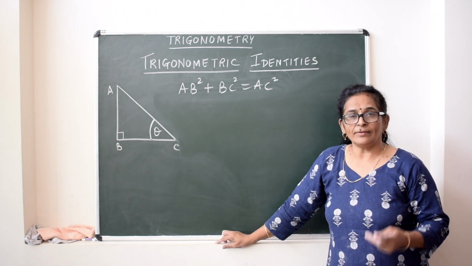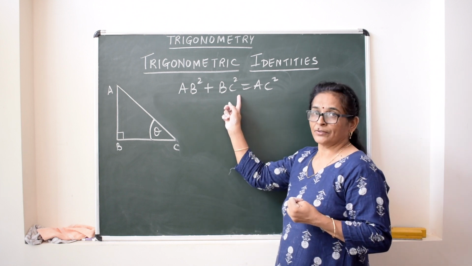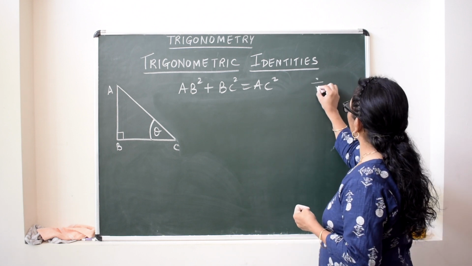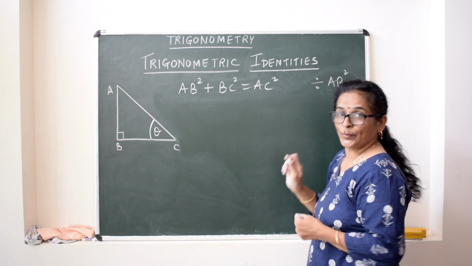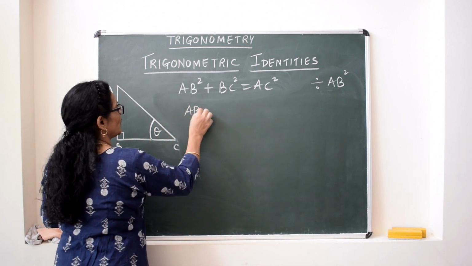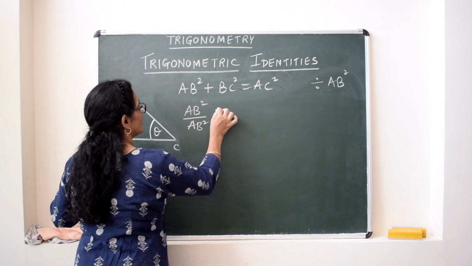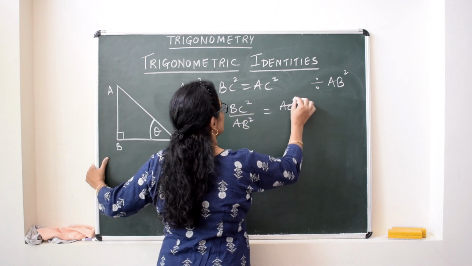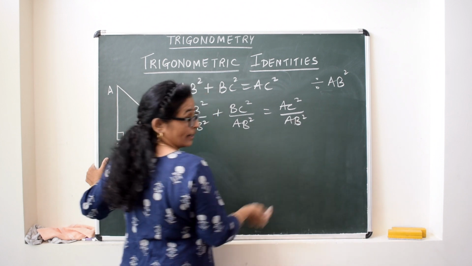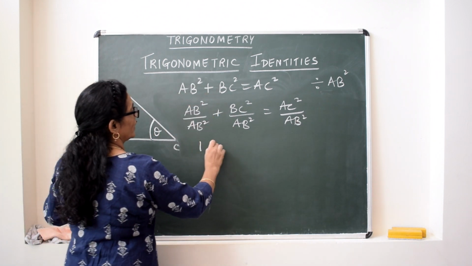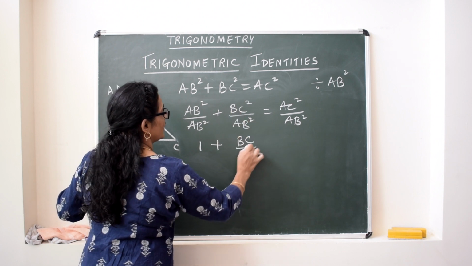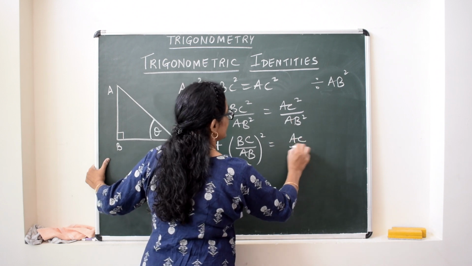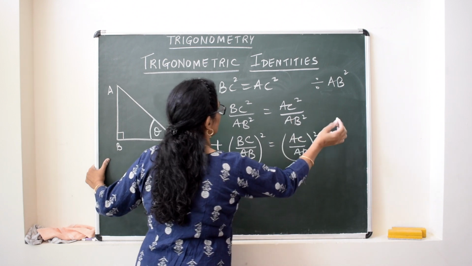Now for the third identity, we will take the third side. The same relation, Pythagoras theorem, and now the left out side was AB. So we will divide the whole equation by AB square. Rewrite it: AB square by AB square plus BC square by AB square is equal to AC square by AB square. Now we write this as 1 plus (BC by AB) the whole square is equal to (AC by AB) the whole square.